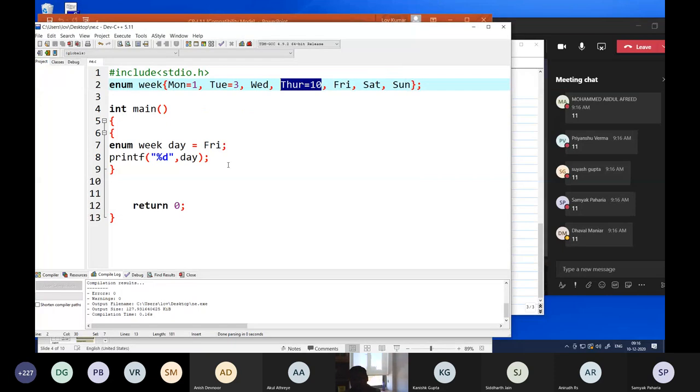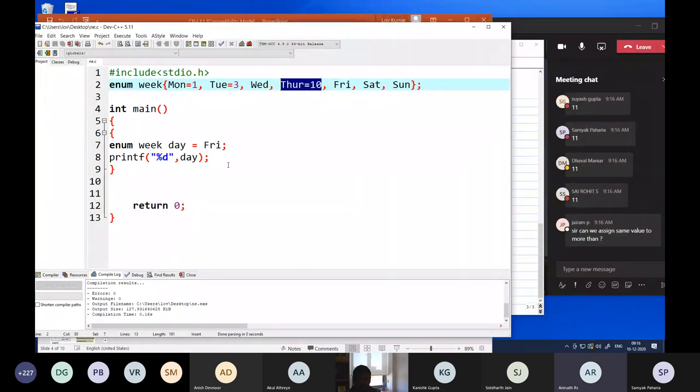Is there any way to print the name, sir? Like if I try to say it is 3, it should print Tuesday. If you write Tuesday here, it will print the value. Basically, it will print the constant value. Reverse is not possible. Based on this name, we are assigning some constant value.